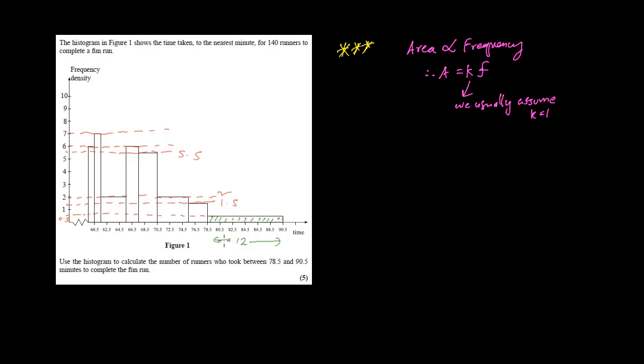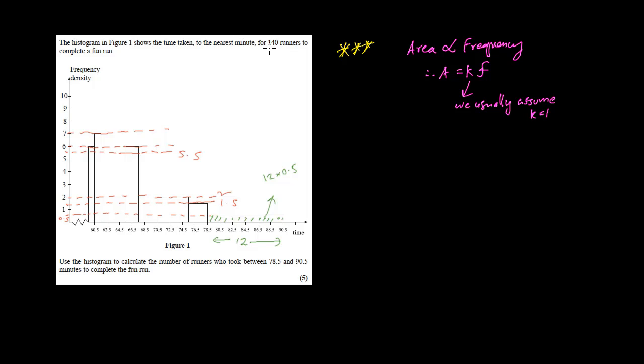So if you just do the sum, the height is 0.5, so the area is going to be 12 times 0.5. In one line, the sum is done. But the clue is this is a 5-mark sum, so there is something to do with k. We have to know the relationship in this sum. What is the value of k? Usually we just do the sum assuming k equals 1.